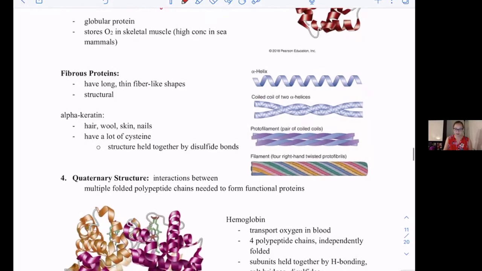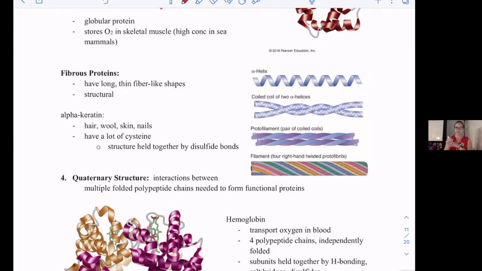For example, alpha keratin is in our hair, it's in wool, in our skin, and our nails. They have a lot of cysteine to put multiple proteins together, so that the multiple proteins are held together. Structures are held together by those disulfide bonds. And so you have multiple proteins lined up next to each other, making it stronger.